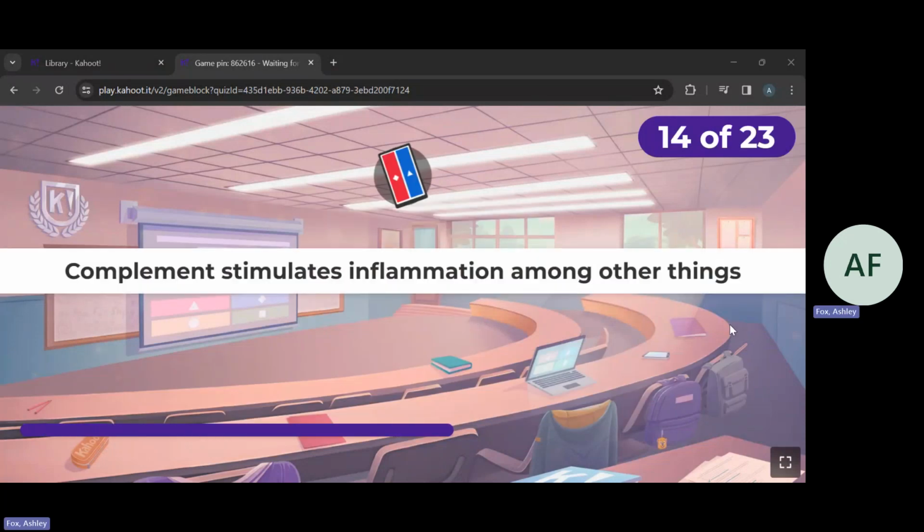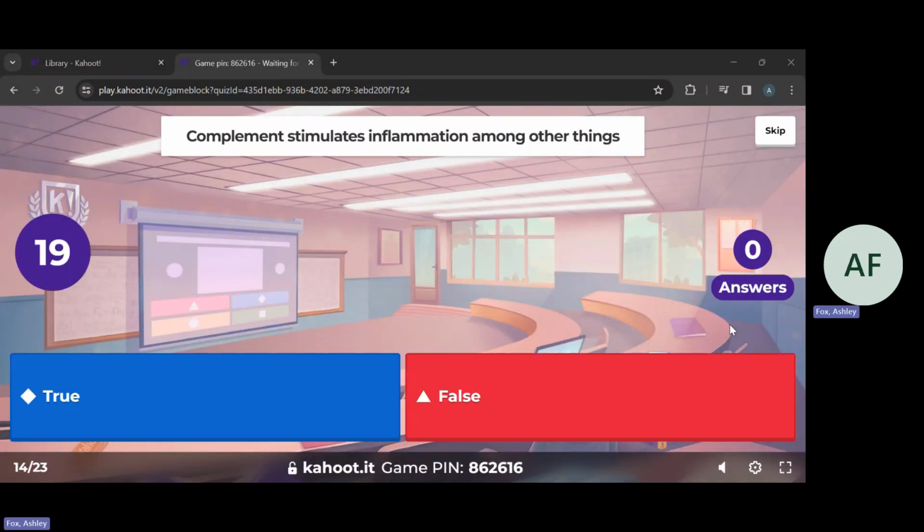True or false? Complement stimulates inflammation, among other things.